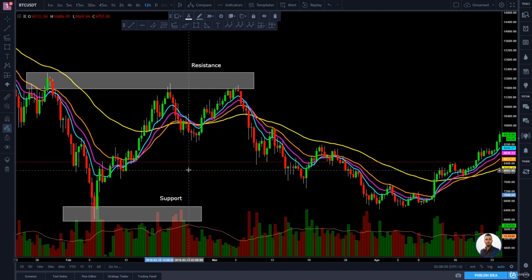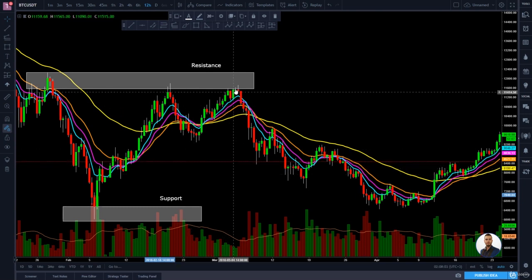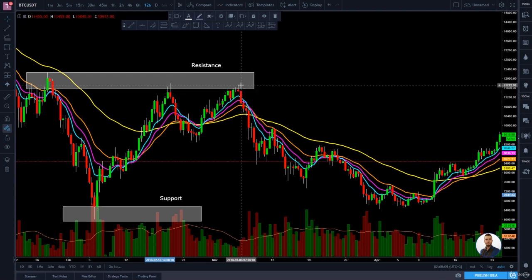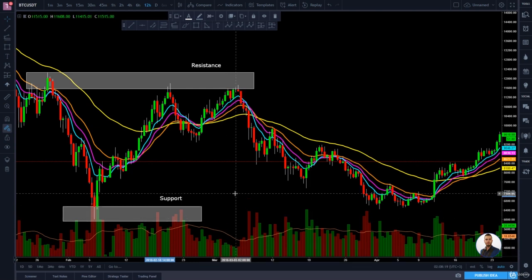Here we have a second attempt to break this resistance, but as you can see, we have a huge rejection from the upside as well. We see on the volume that it is even lower than it was before when we tried to break this resistance. Because of this, what do you think will happen next?